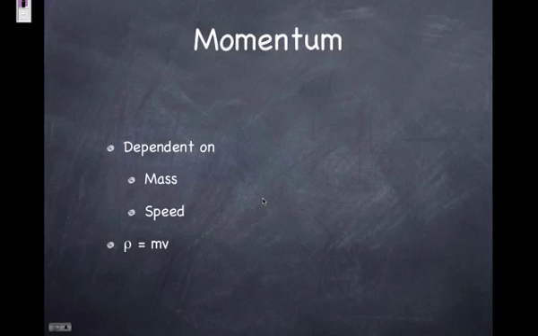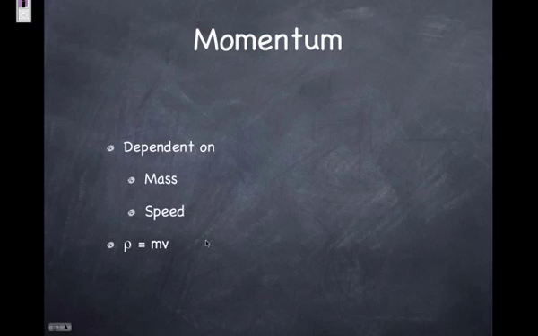So momentum, if you think about a train and a car, which one has more momentum? Why? Massive. Or what if you had two cars, one's going in town and one's going down the highway? Which one has more momentum? Because it has more speed. So it's all dependent on mass and speed. So the equation for momentum is down here at the bottom.